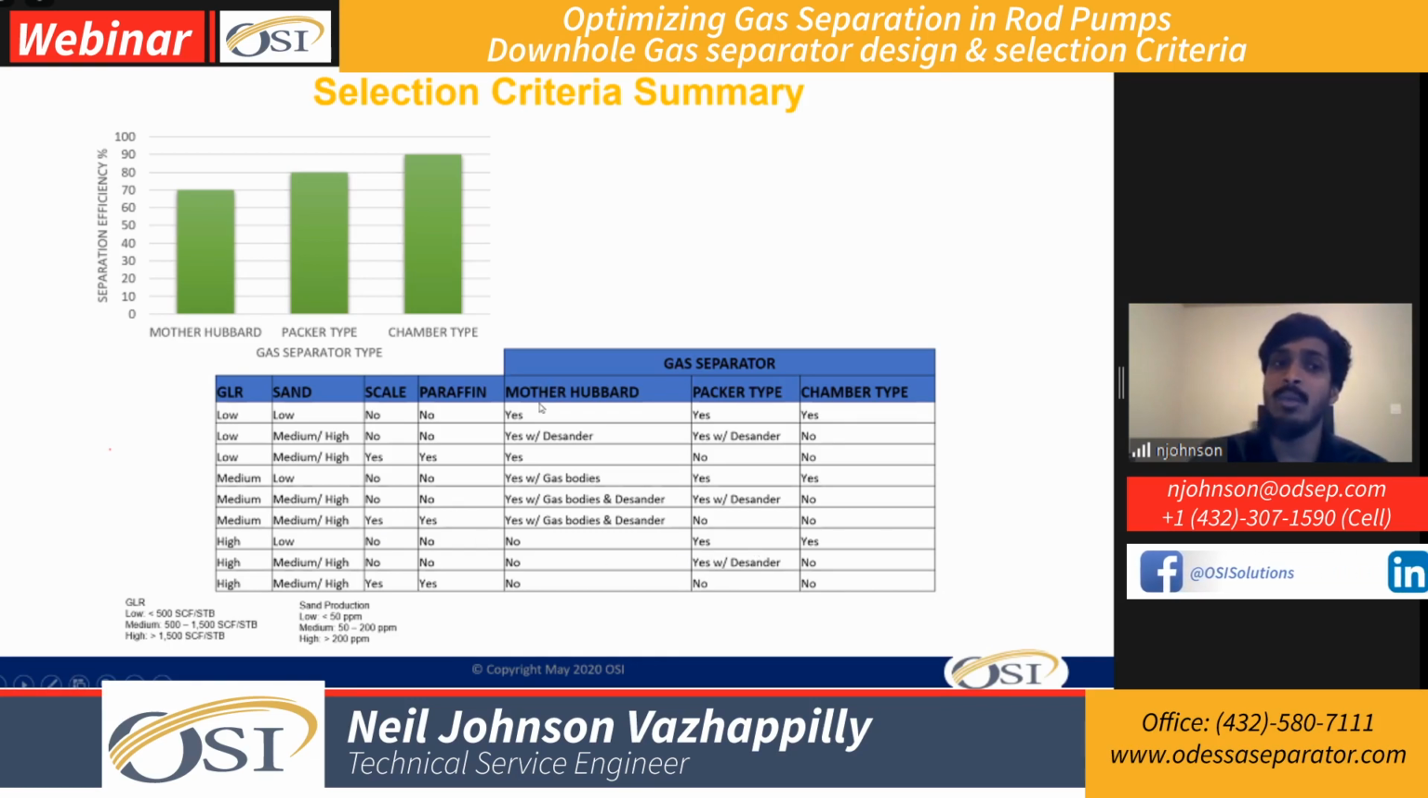Now, Mother Hubbard style wells can work really well in low to medium GLR by adding gas bodies and desanders and screens. Packer type again can be used in really low to high, the whole spectrum of GLR numbers that we have seen. So again, with issues there in the well with sand or chemicals, we can incorporate a desander or some chemical screens. So that, when it comes to just the separators and the selection criteria, that is what we have for you guys.